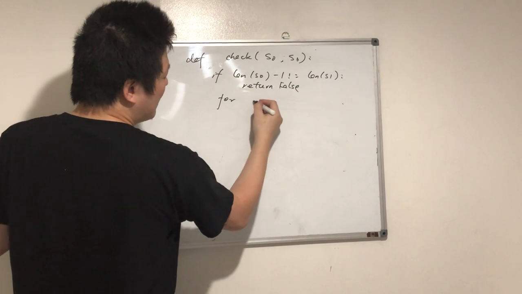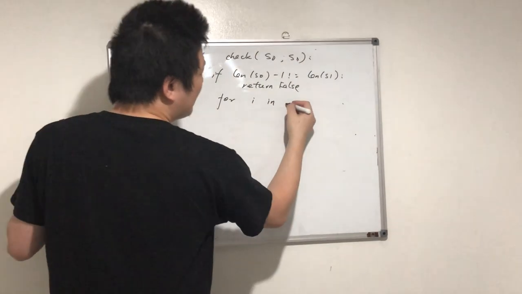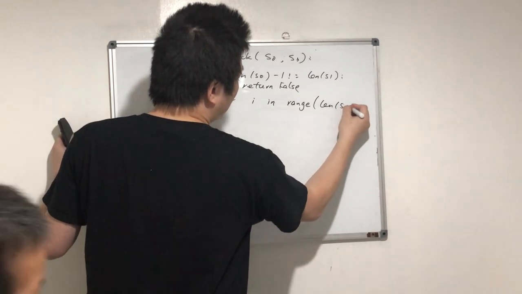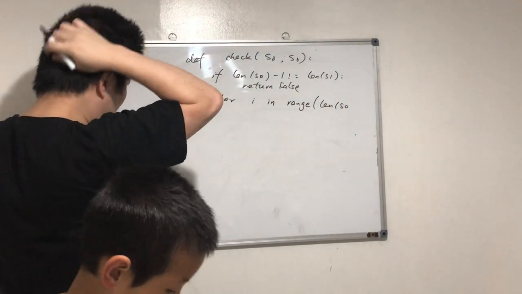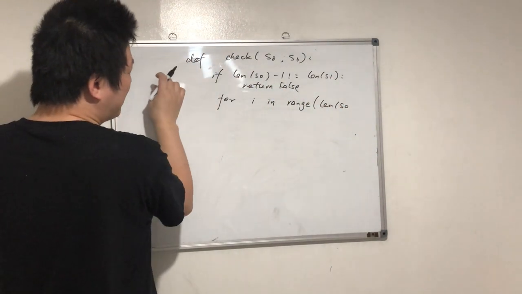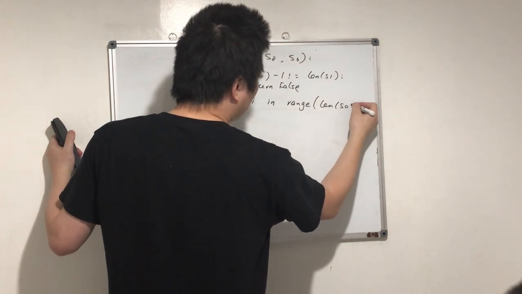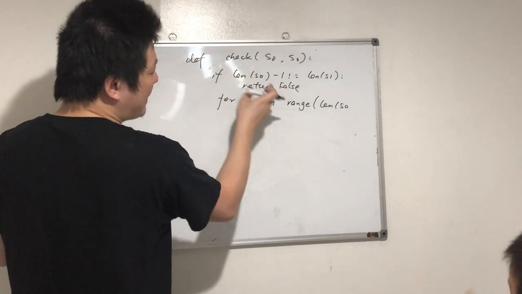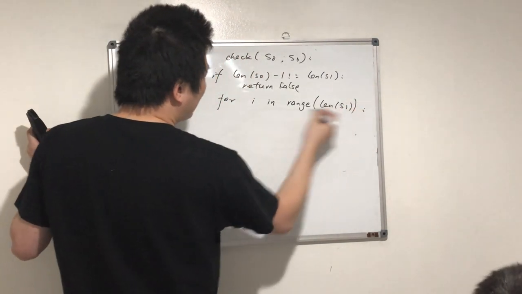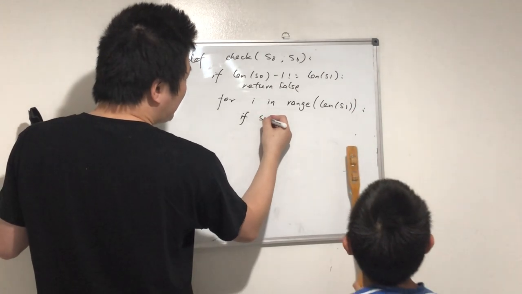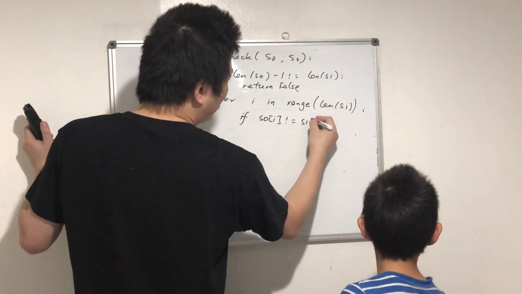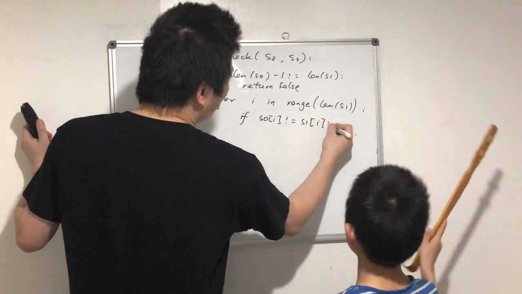For i in range length S0, right? Look, we start with S0. No, because S0 is bigger than S1, so let's start with S1, okay? Then, if S0[i] not equals S1[i].